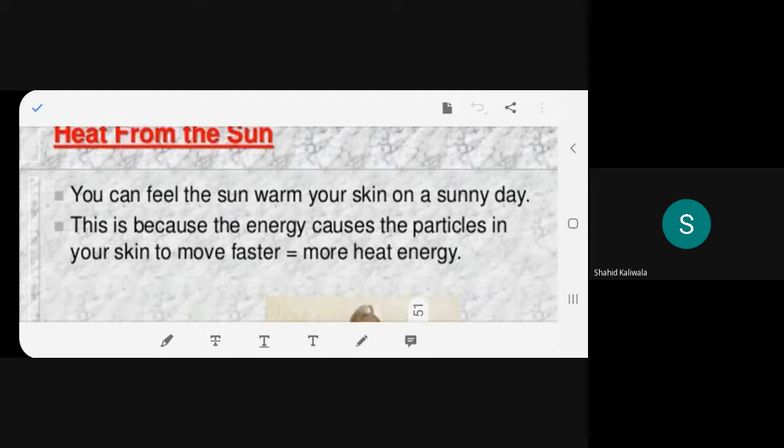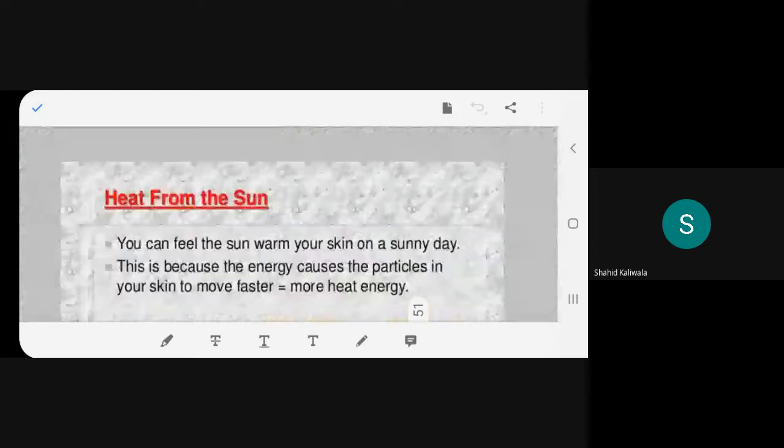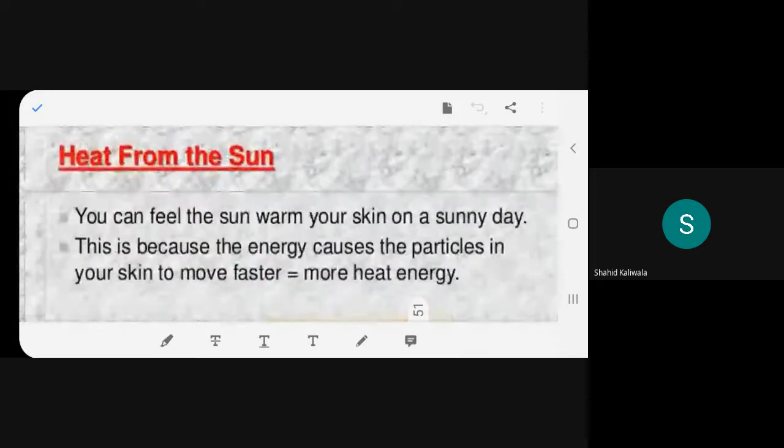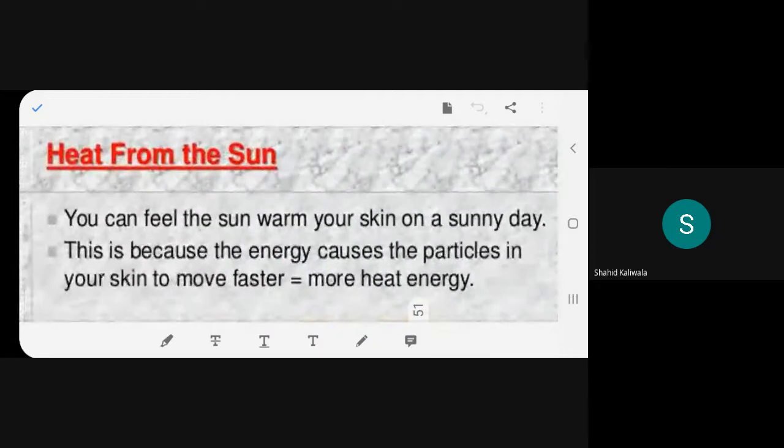Yes. So what is heat from the sun, by the way? When you are going out in the sun, don't you feel your skin become warm on a sunny day? You feel hot, right?